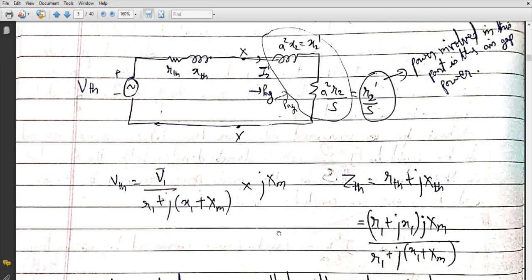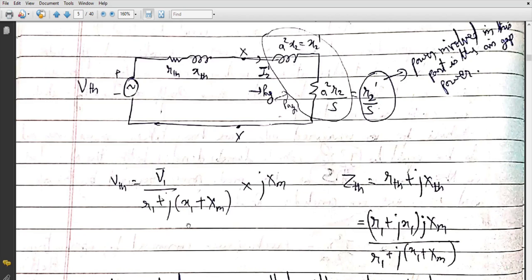From this expression you can see one more thing: this XM is much greater than R1 and X1. The values of R1 and X1 are very small. Why? Because we design the winding accordingly. We take windings whose internal resistance should be very small, and we always want the internal leakage reactance to be very small. So these values are very small, while XM is very large compared to them.